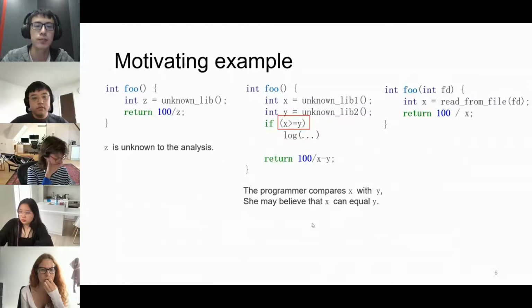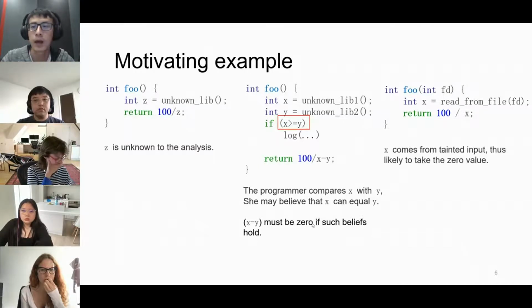If such beliefs actually hold, x minus y must be 0, so there is a divide by zero bug at the return statement. For the write program, since x comes from tainted input, it can take any value, including the 0 value. Therefore, the write program will trigger a divide by zero bug.